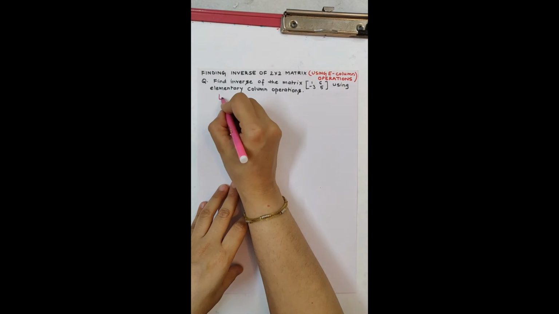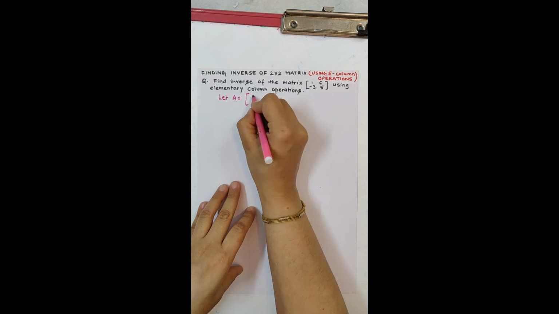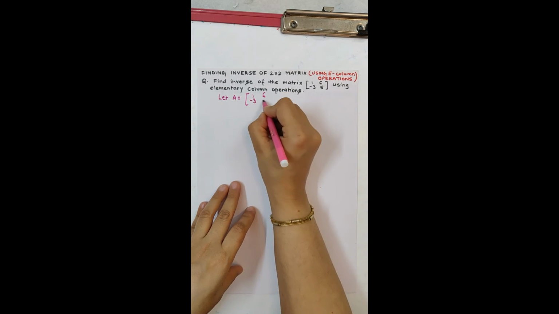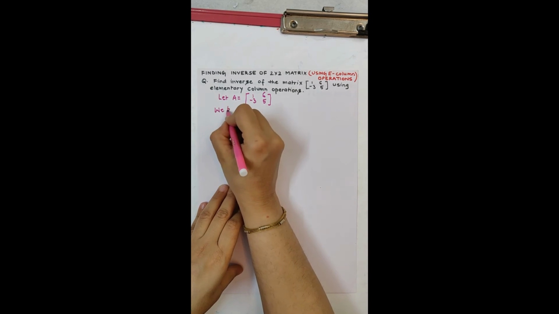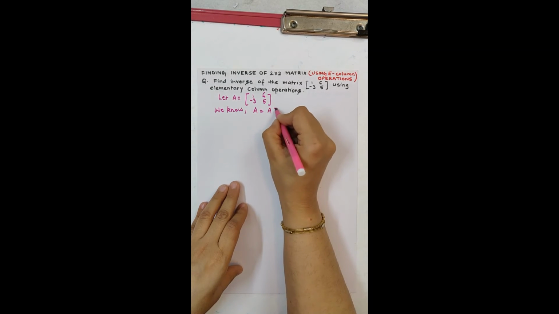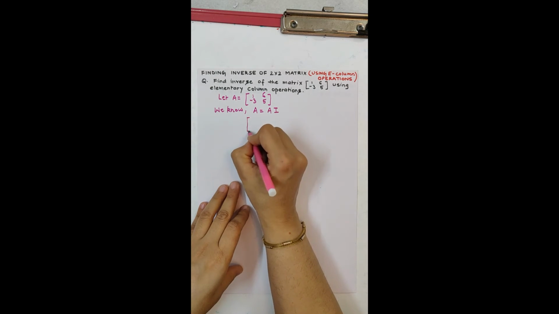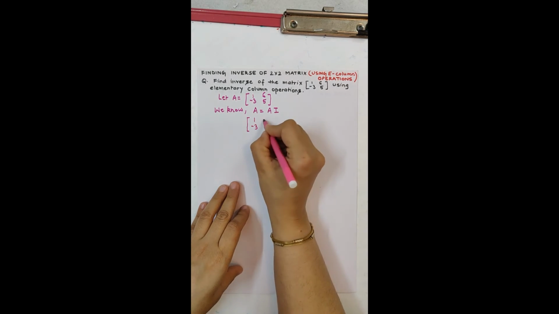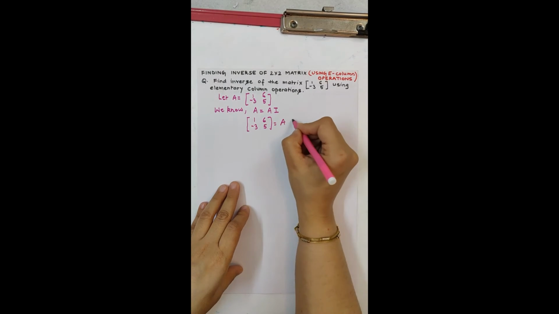So once again we begin by naming the matrix. So let A be equal to 1 minus 3, 6, 5, and since we have to apply the column operations, we know that we have to begin with the equation A is equal to A into I. Let's plug in the matrices. So we have 1 minus 3, 6, 5 is equal to A into 1, 0, 0, 1.